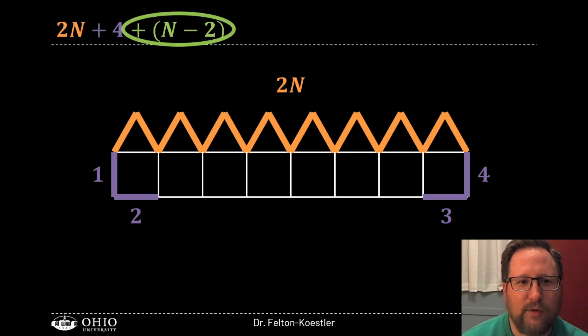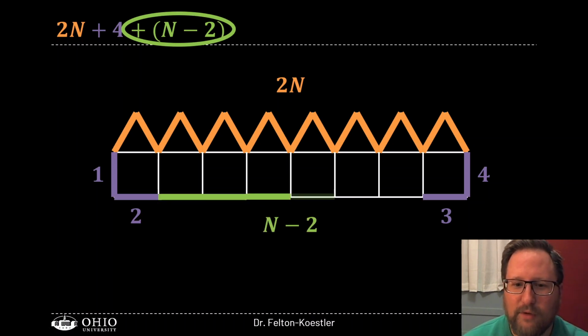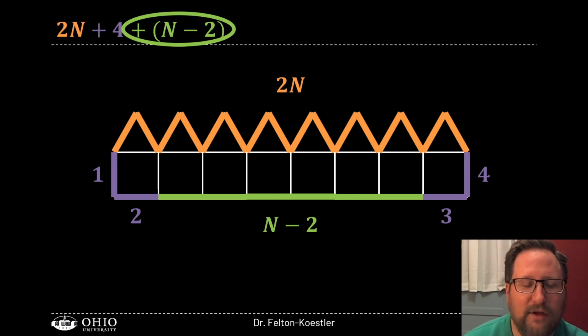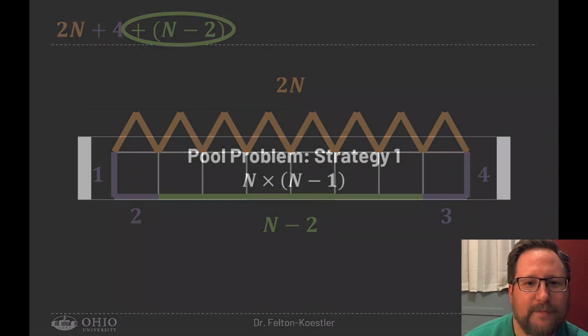And then finally, we have to deal with this n minus 2. So we've got just these uncounted bottoms along the middle here, but we don't have the full n, we don't have the full length, so we only have n minus 2 of those, and so we'll count those in green. So that was a different strategy that I had not thought of and I enjoyed seeing.